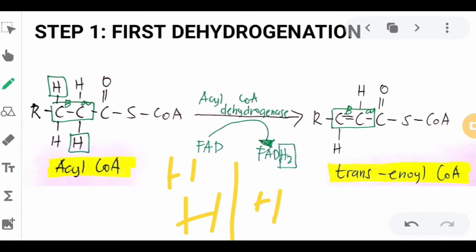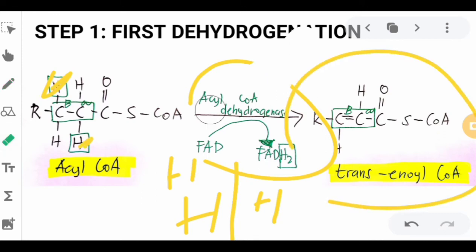So here in trans form, the hydrogen is placed in the opposite carbons, in different carbons in opposite directions. So here in acyl-CoA, with the help of this enzyme, it will remove hydrogen in an opposite manner. So it will remove this hydrogen in beta and in the alpha. So you will now have a trans-enoyl-CoA.